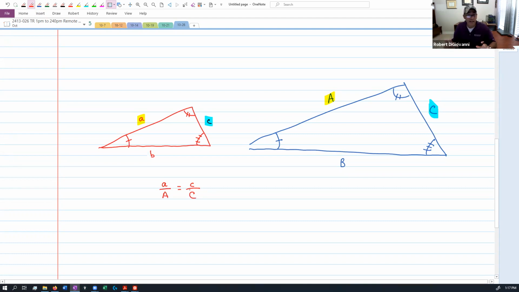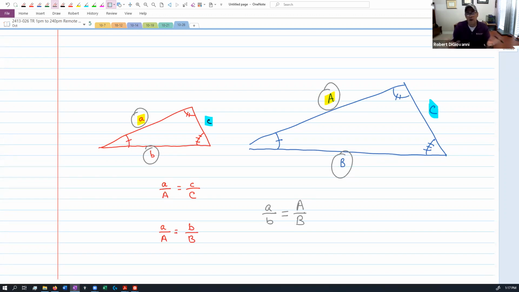And that works for any corresponding sides. Something else I could write: little a over big A equals little b over big B. Or, there's other things you can do. You can do two sides on the same triangle. So little a over little b must equal capital A over capital B. That's what similar triangles is all about. Does that make sense? We're not going to prove it, but this is what similar triangles tells you.